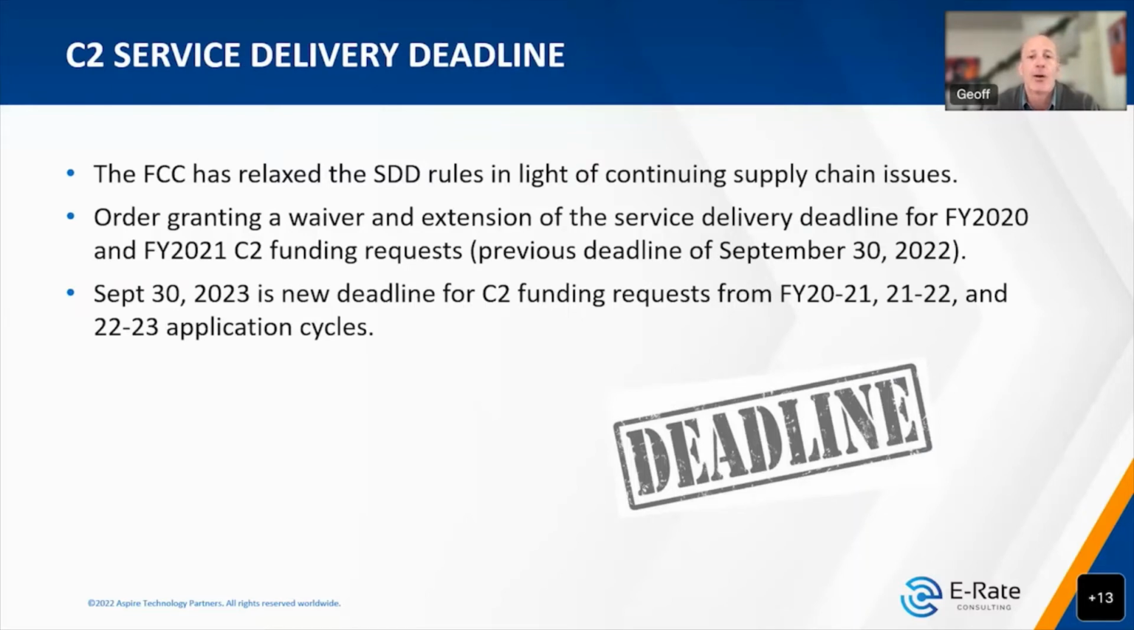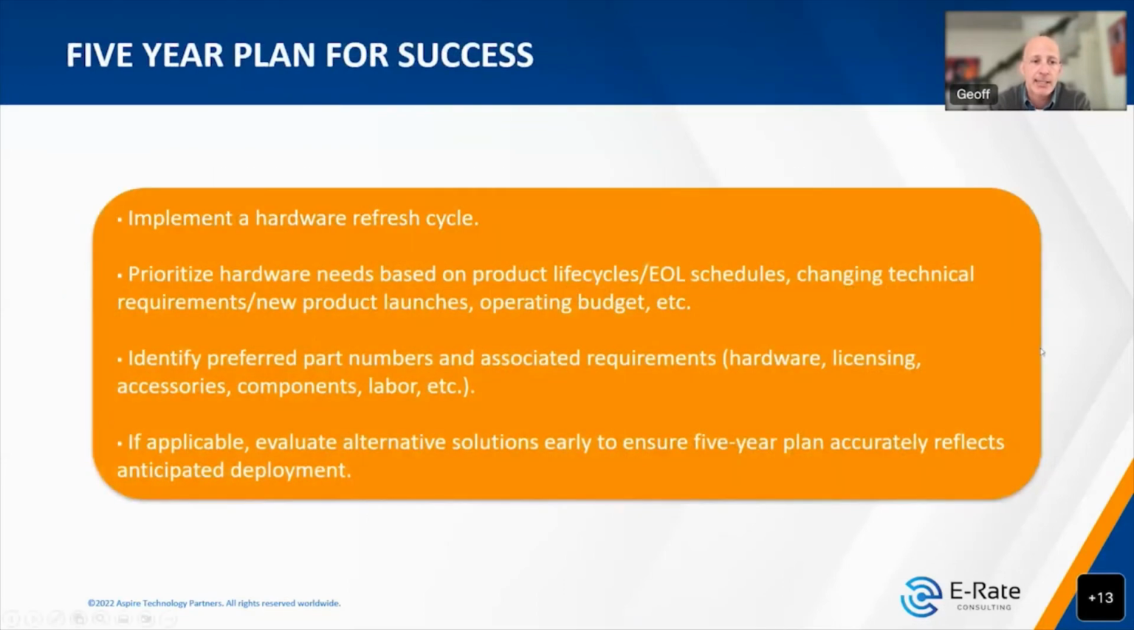Okay, so now if you had a pending project from your 2020 application, 2021 application, or 2022 application, and you've had difficulty getting the equipment that you need or getting materials, getting anything, you have until September 30th of 2023 as the deadline for those projects now. You don't have to worry about filing extensions or anything like that. It's automatic.